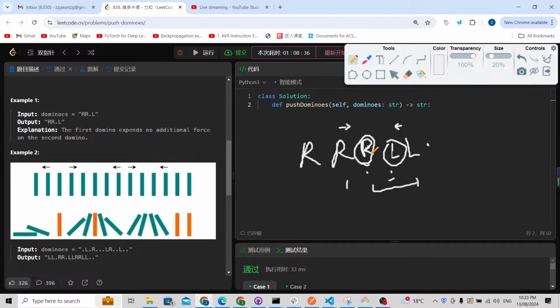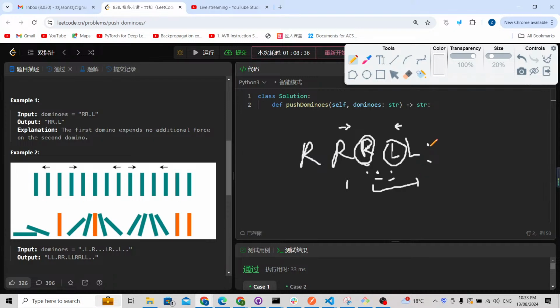So if it is closer to the R, we're gonna record this dot as R. If it is closer to the L, we're gonna record this dot as L. If it has the same distance, for example, in the middle, it has a distance of 2 to R and a distance of 2 to L, so for this dot, we're gonna keep it as a dot. Maybe we're gonna check this dot here at the right side.